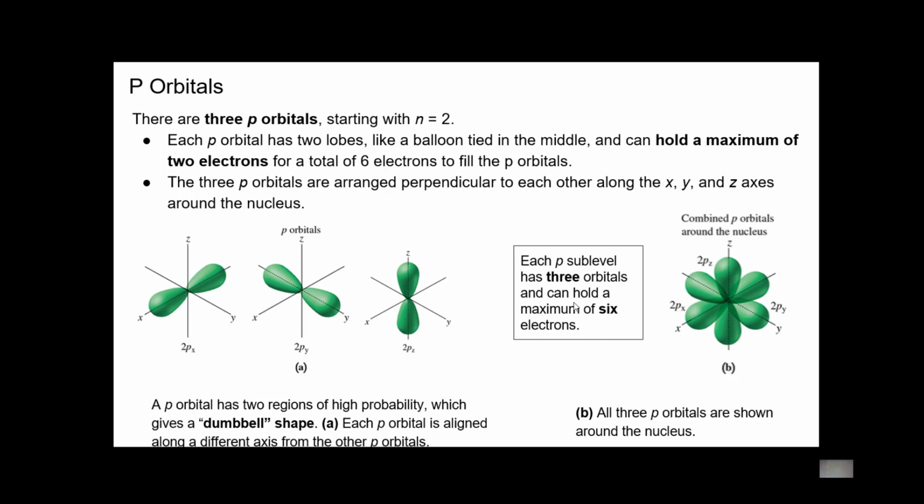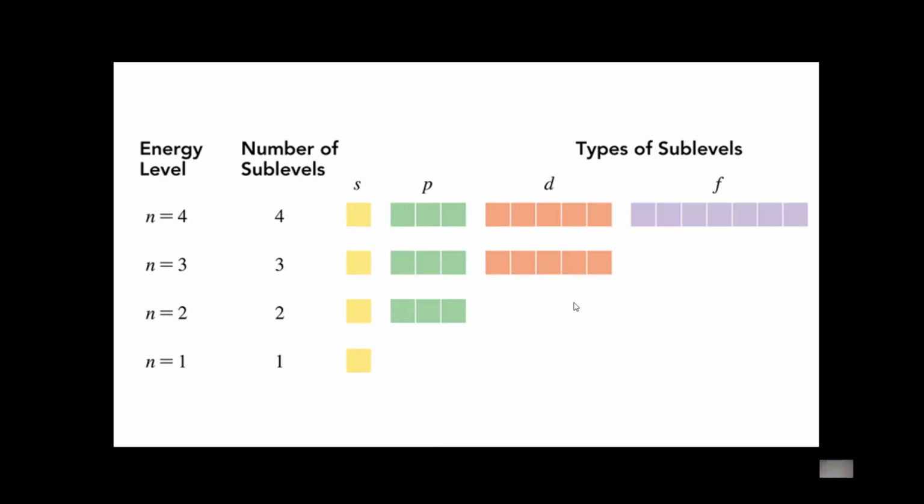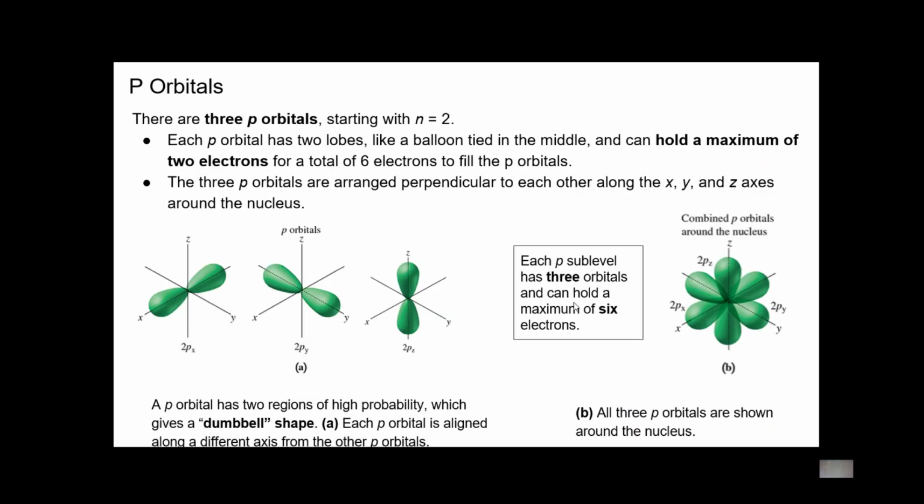P orbitals look like dumbbells, and there are 3 of them. So that's why when we looked here, you see that there's 3 P sublevels, P orbitals. So this starts with N equals 2. They are not on the first level because if you remember the sublevel equals the quantum number, and N equals 1 only has an S orbital. So these begin with N equals 2.